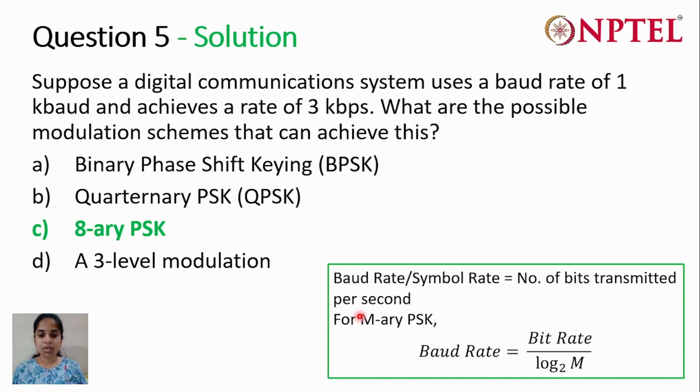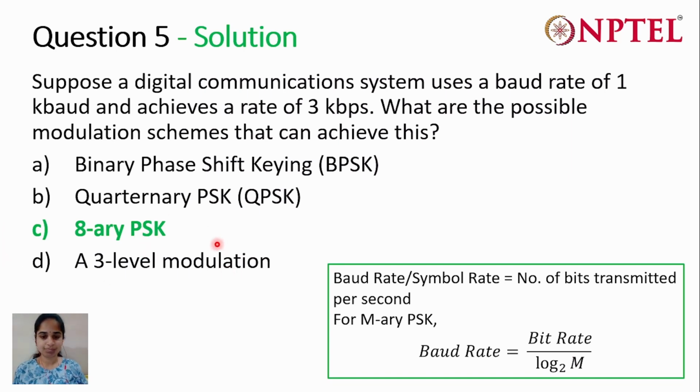So let's see how. The baud rate or symbol rate is the number of symbols transmitted per second. For M-ary PSK, baud rate is equal to bit rate divided by log M to the base 2. Or in other words, bit rate is equal to baud rate times log M to the base 2. So here we know the bit rate is 3 kilobits per second and the baud rate is 1 kilobaud, which means log M to the base 2 is equal to 3. Which means that M is equal to 8. So the answer is 8-ary PSK.